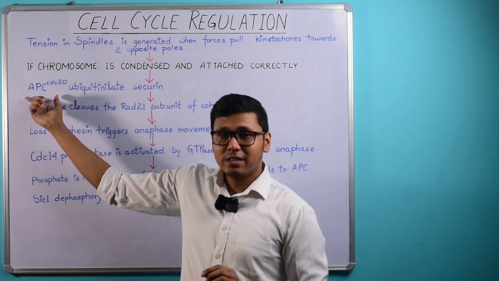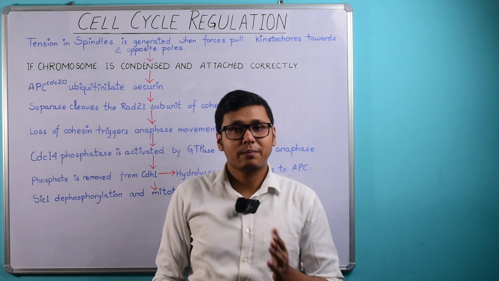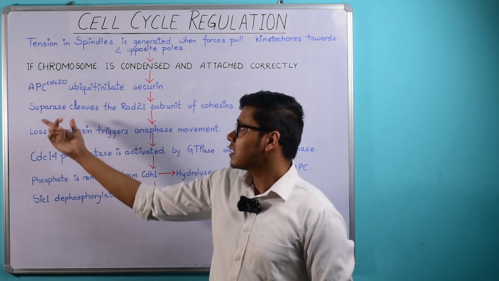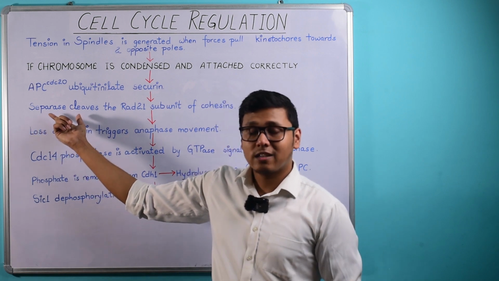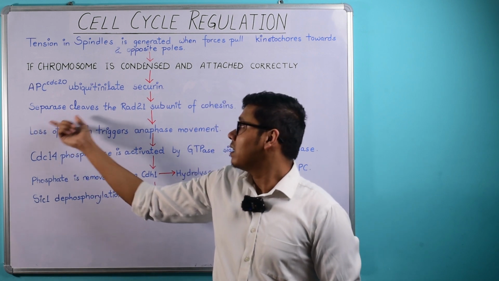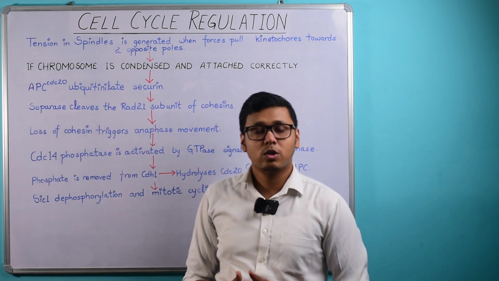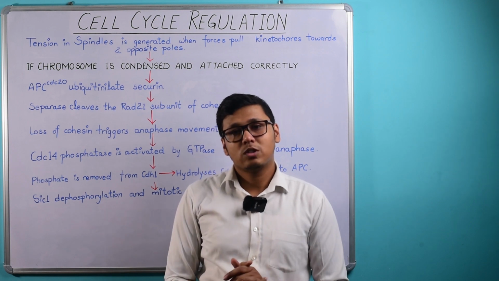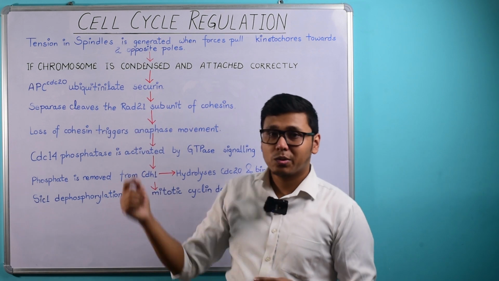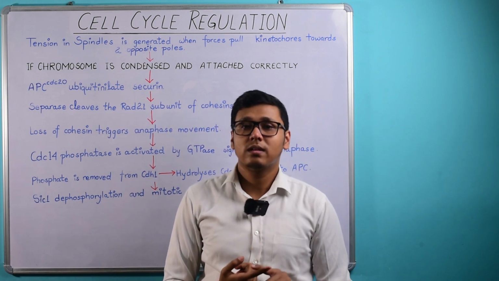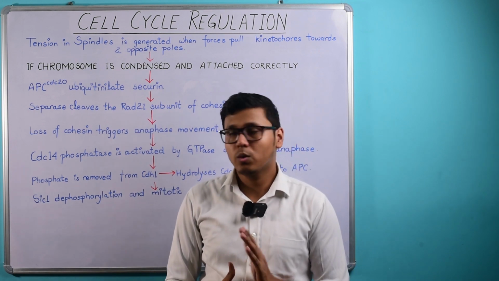So once APC-CDC20 inhibits the mitotic CDK, the separase is going to get activated, and now what does separase do? It will cleave the RAD21 subunit of the cohesin. Remember the subunits of the cohesin I told you. The RAD21 is also known as the SMC1 subunit of the cohesin.